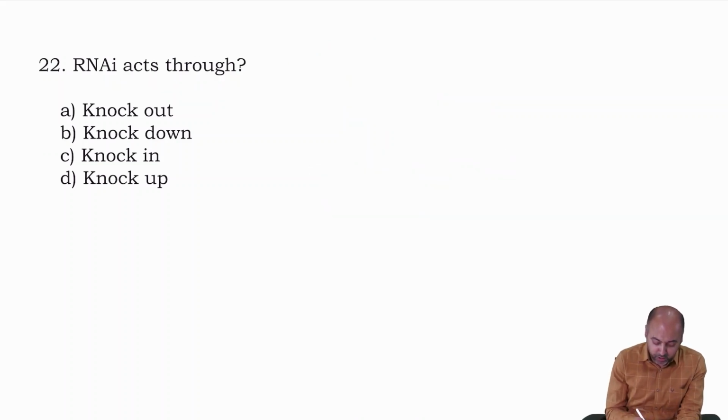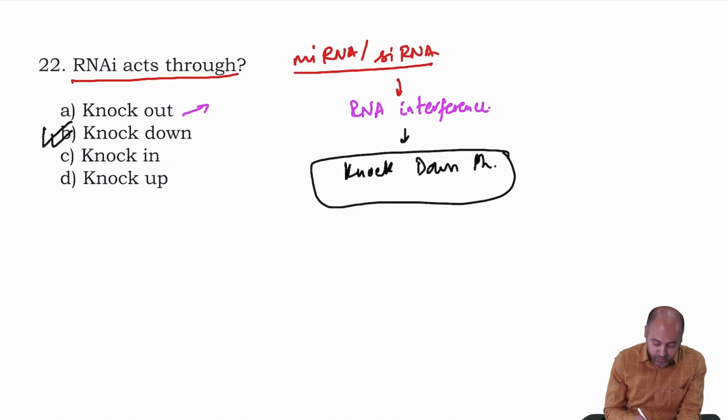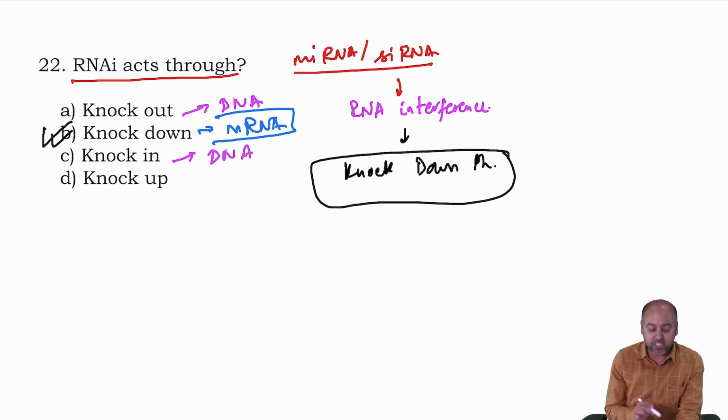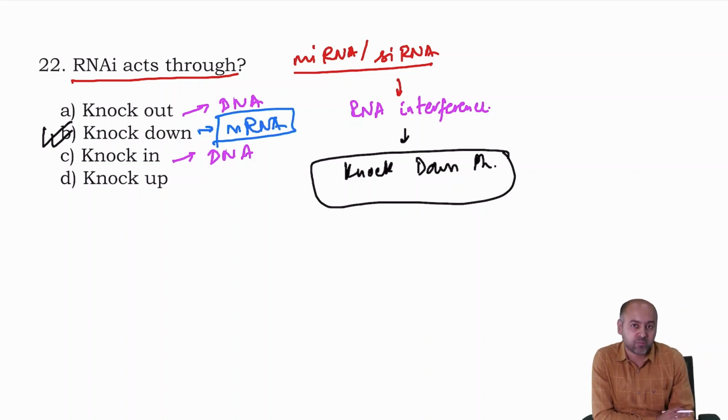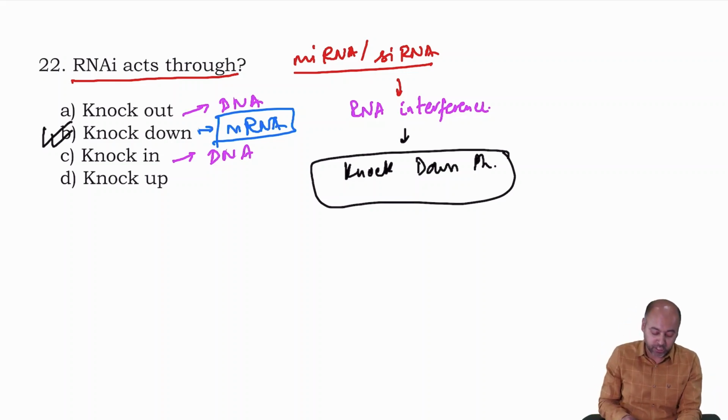Please keep in mind, knockout and knock in changes will occur at the level of DNA, whereas the knockdown phenomenon is something which is happening at the level of the messenger RNA. The knockdown occurs at the level of messenger RNA. Knockout means you take out a segment of the DNA. Knock in means you add a segment of the DNA into the gene.